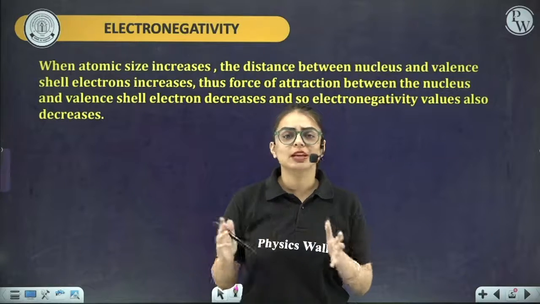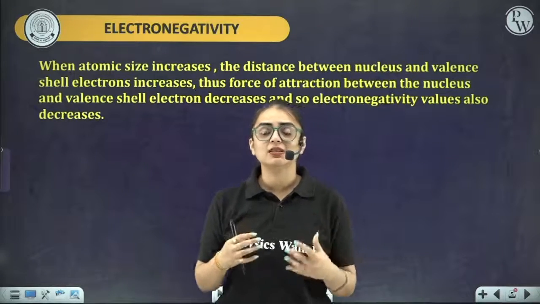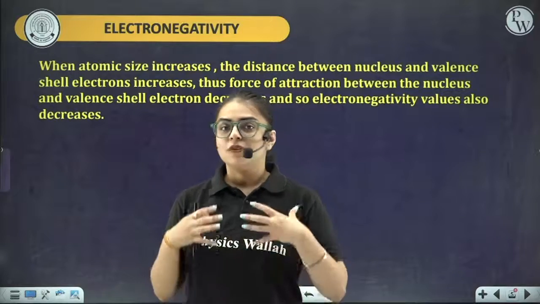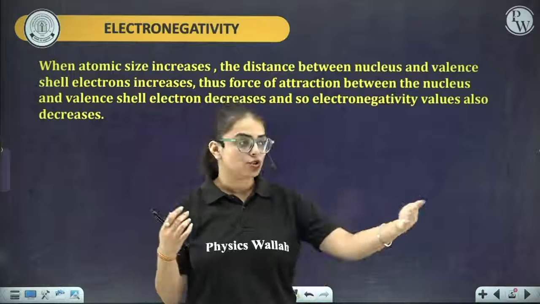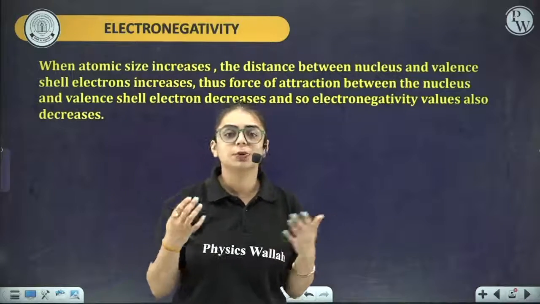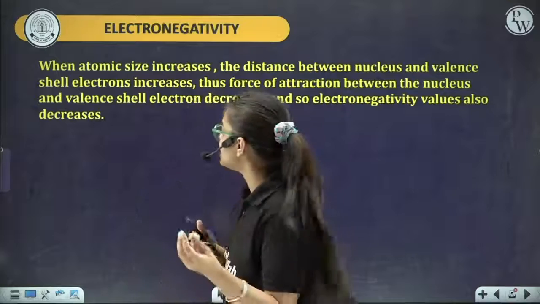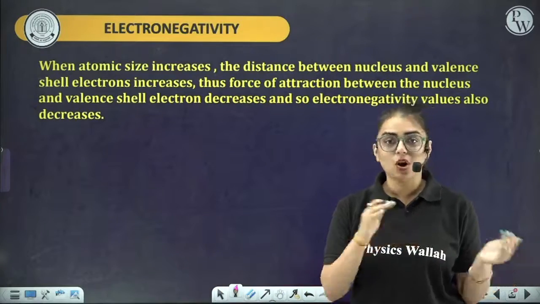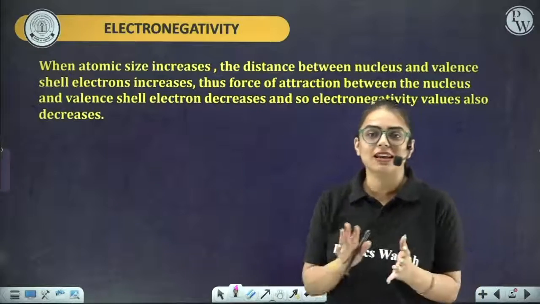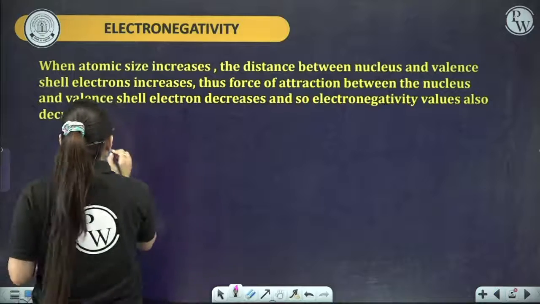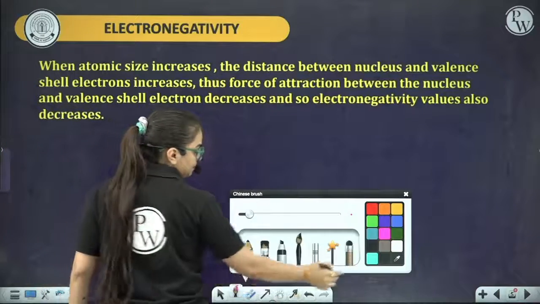So what actually is electronegativity? Electronegativity is the tendency to attract the shared pair of electrons towards itself. Okay. For example, if I am electronegative in nature, I will attract the shared pair of electrons towards me. So that is what electronegativity is. Now electronegativity is sharing of electrons, not donating electrons. It is sharing, right?